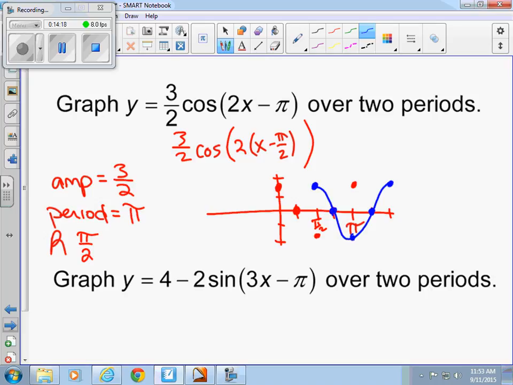Am I done? It says 2 periods. So I need to do 2 periods. Always check that at some point when you're graphing. Now there are 2 ways to do the 2 periods. One is the red graph. I could have just gone ahead and done the 2 periods at that point, and then pick those points up and move it right 2 tick marks.